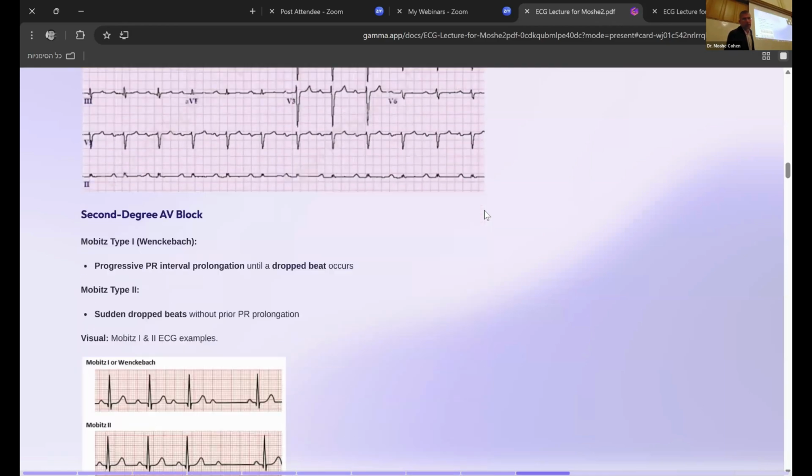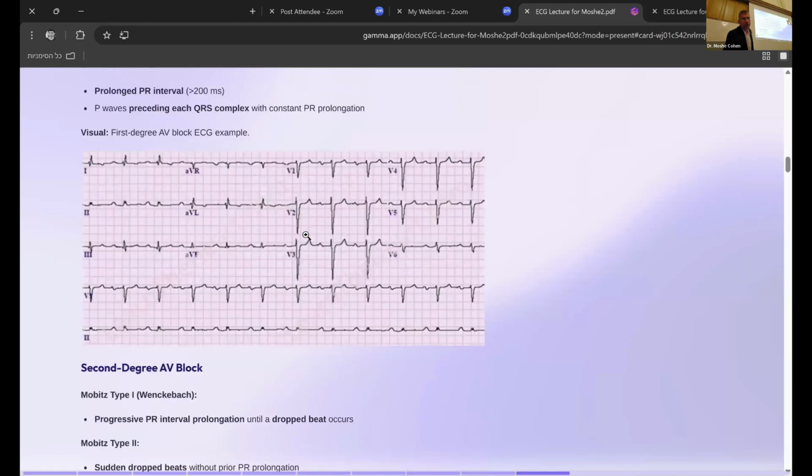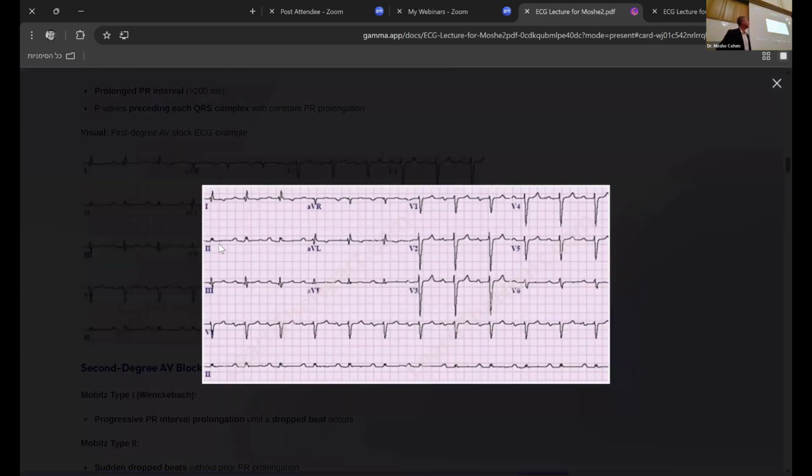Okay, let's see what we have here. Let's look at this ECG. Try to do it yourself. Rate, rhythm, axis, intervals, segments. Try to diagnose this patient. This patient is asymptomatic. It's a normal patient coming in, and this is an accidental finding.